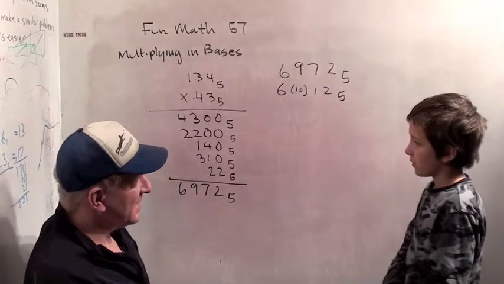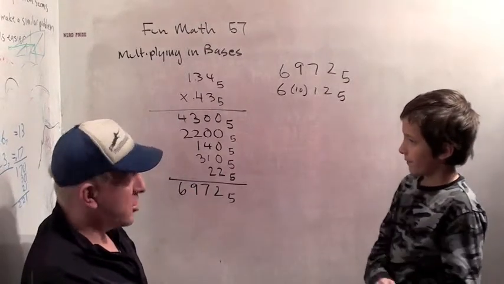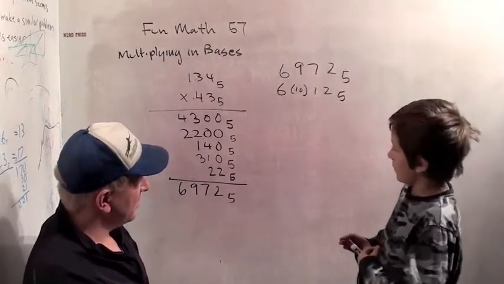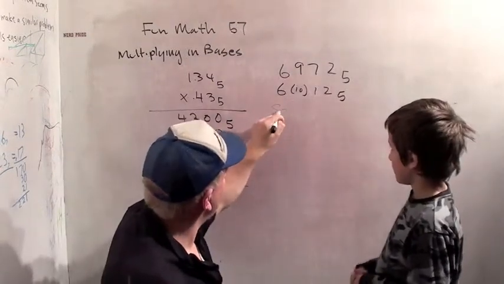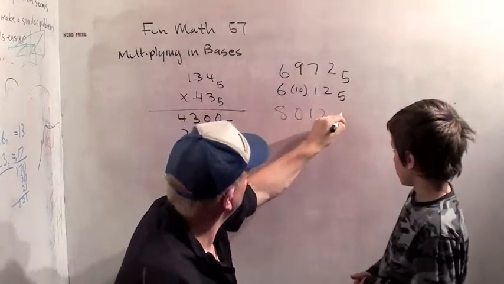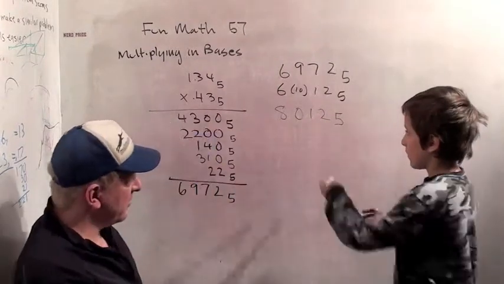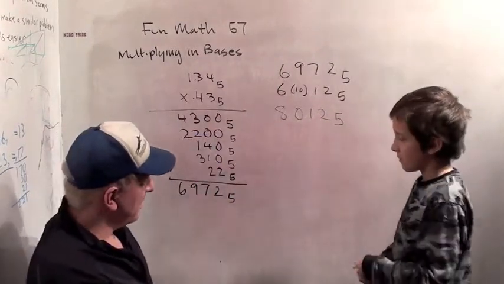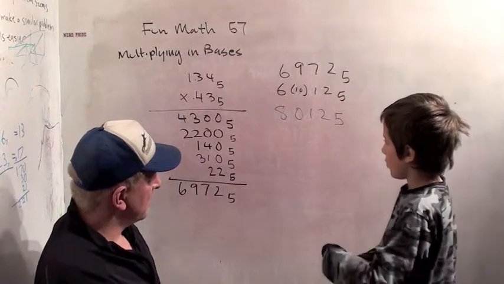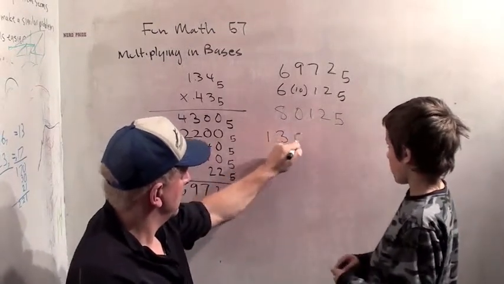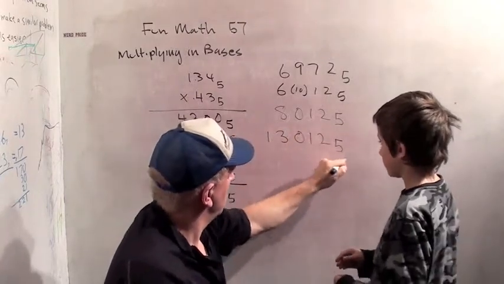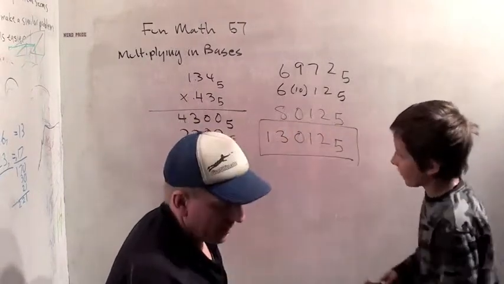Is this a valid number base 5? No. What is 10? 10 in base 5 is 2, 0. So this becomes 8, 0, 1, 2 base 5. Is this a valid base 5 number? We have to fix the 8. And what do you get? You get 1, 3, 0, 1, 2. 13012. This is a valid base 5 number.